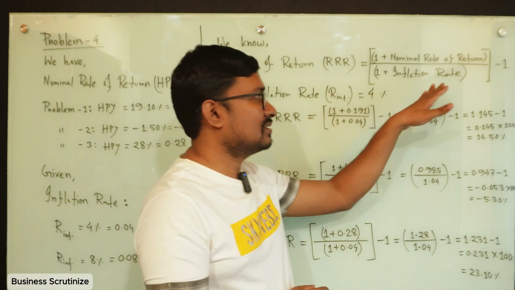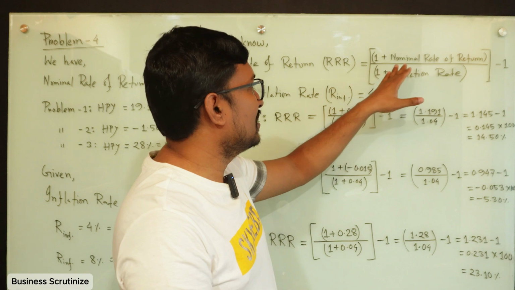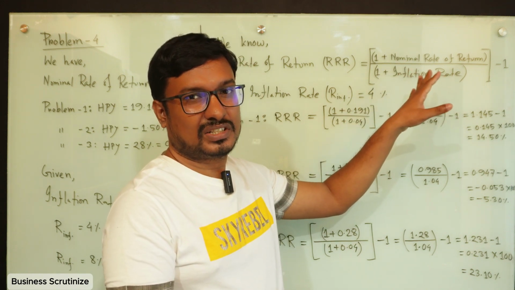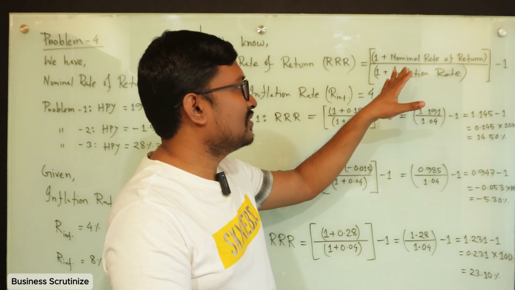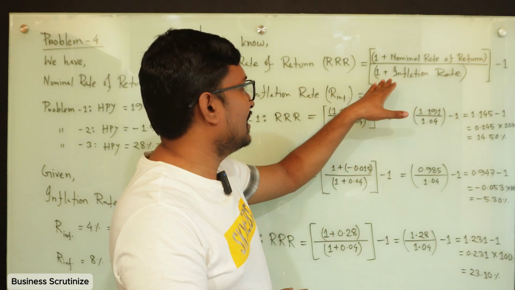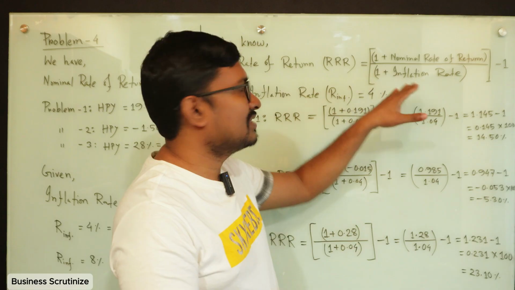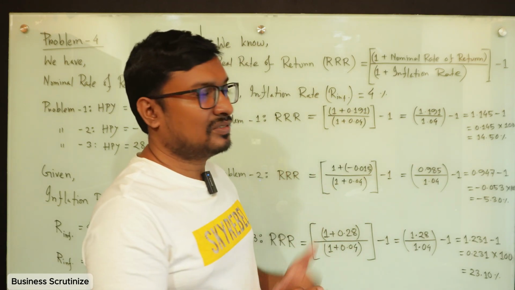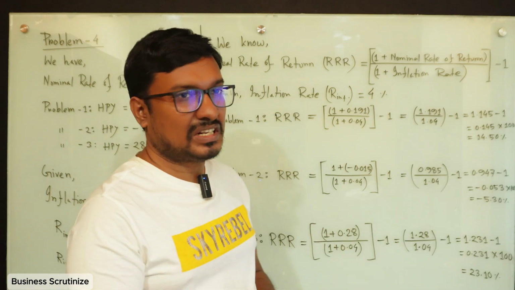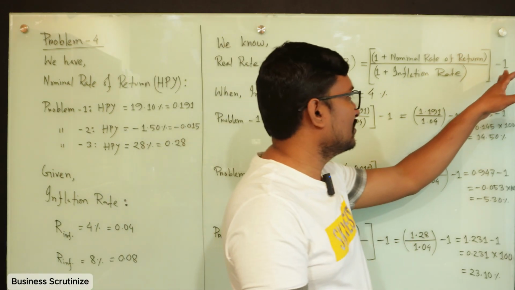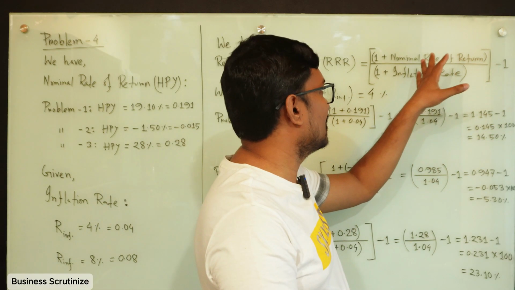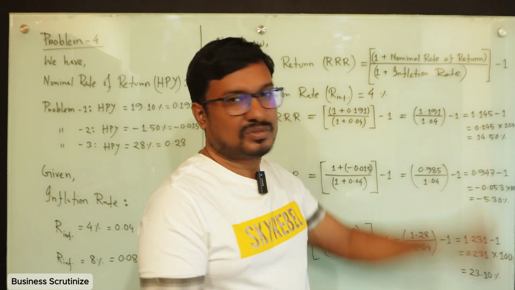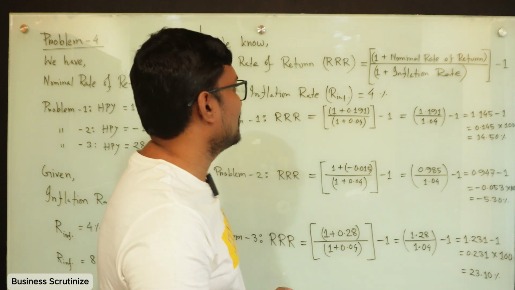We have to use this equation or formula, where in the numerator we have 1 plus the nominal rate of return. Here, for the nominal rate of return, we write SPY, and in the denominator 1 plus the inflation rate. We have two different inflation rates, 4% and 8%, and we will see what the real rate of return should be for each. We also have to subtract 1 from the ratio of 1 plus nominal rate over 1 plus inflation rate to get the real rate of return.